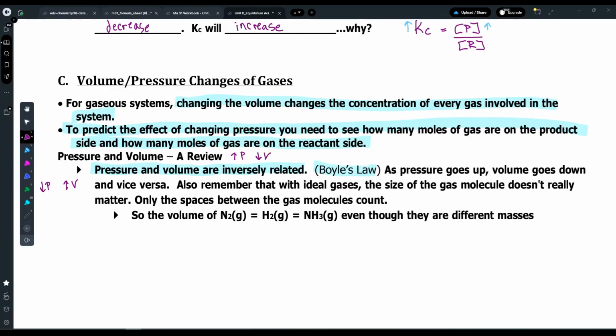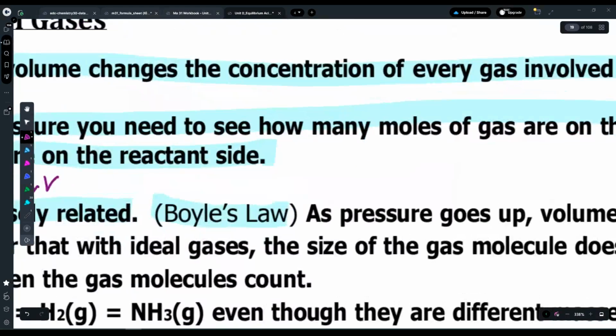One thing I just wanted to mention before moving on is going back to this point where we're saying to predict the effect of changing pressure, you need to see how many moles of gas are on the product side and how many moles of gas you have on the reactant side. How you figure that out is you just look at the coefficients in your balanced chemical equation.